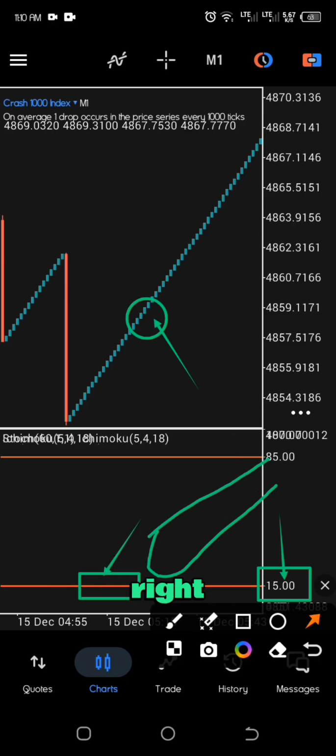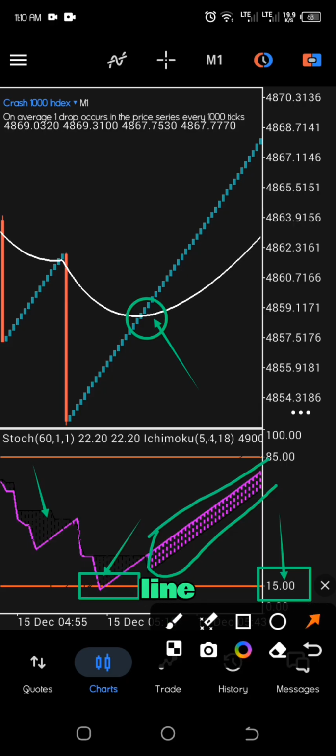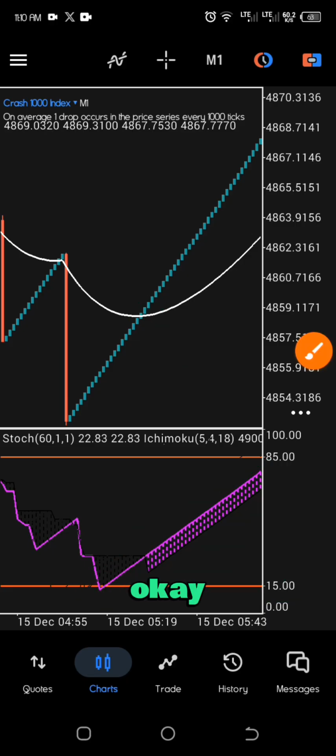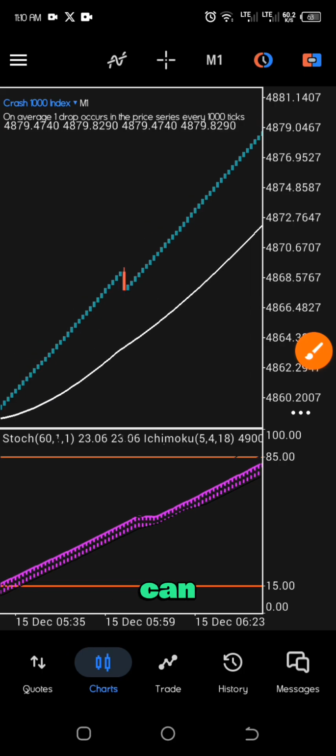Okay, now right here is just a line, but here you can see that there is some sort of volume. So when the volume starts counting, that is when you are going to be looking for a trade. Immediately you see that the volume starts counting, then you drop into your trade. Okay, this is the volume you can see.